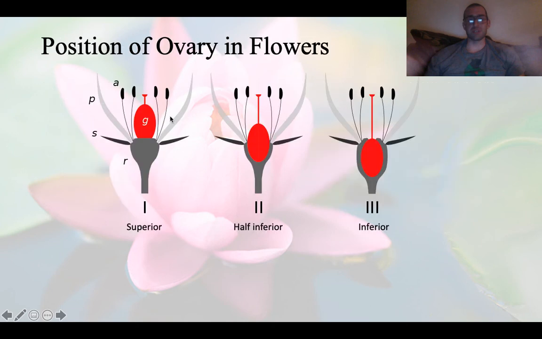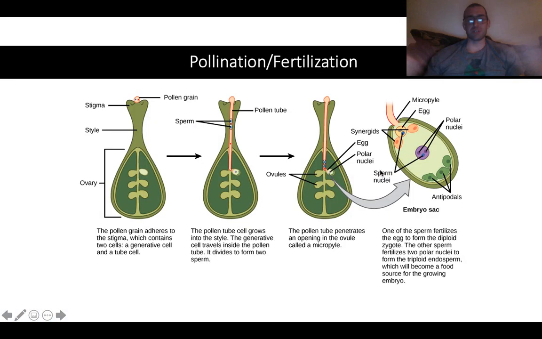We can also have a different position of the ovary in flowers. It could be what we refer to as superior, so it's above the receptacle, half inferior, where it's halfway in the receptacle, or inferior, where it's kind of hidden, buried in the receptacle. Okay, so those are the structures of the flower and a little bit about how some of those structures get positioned.